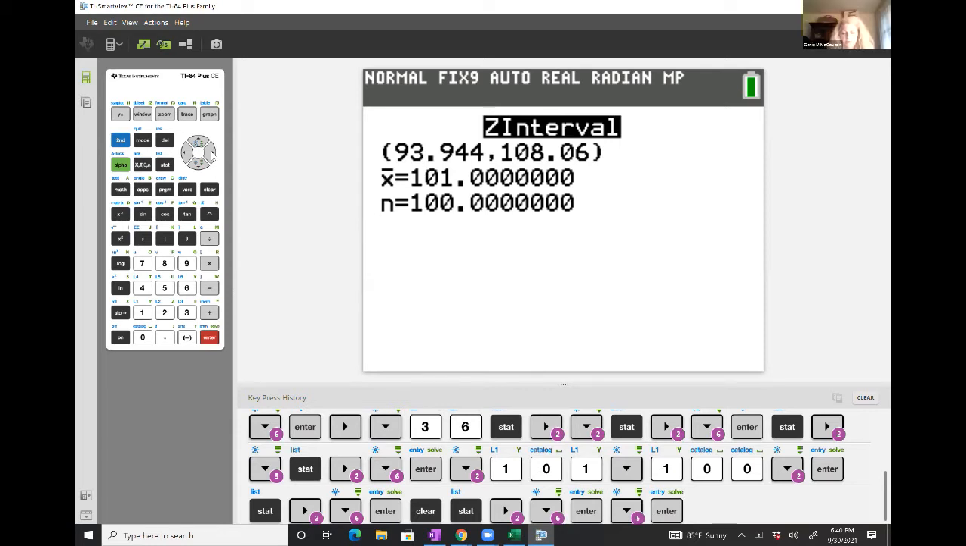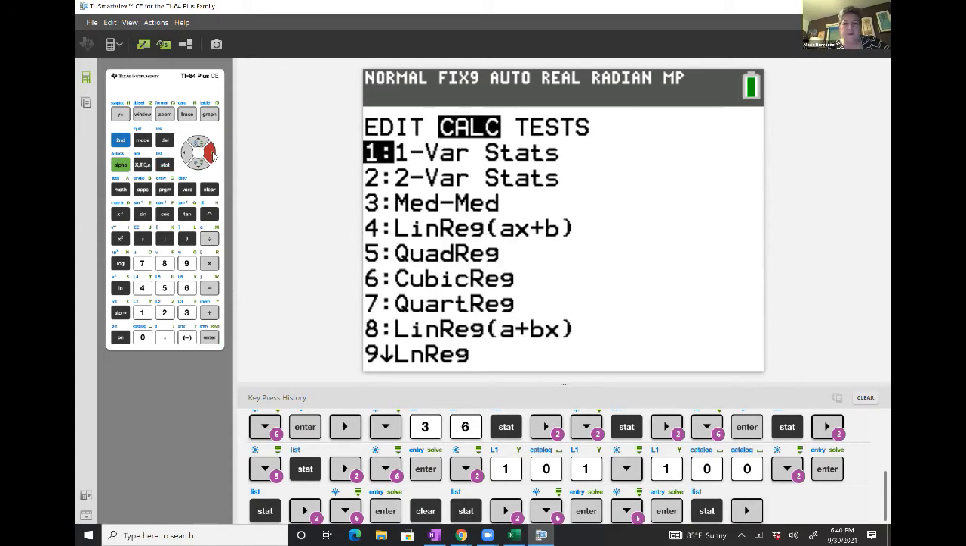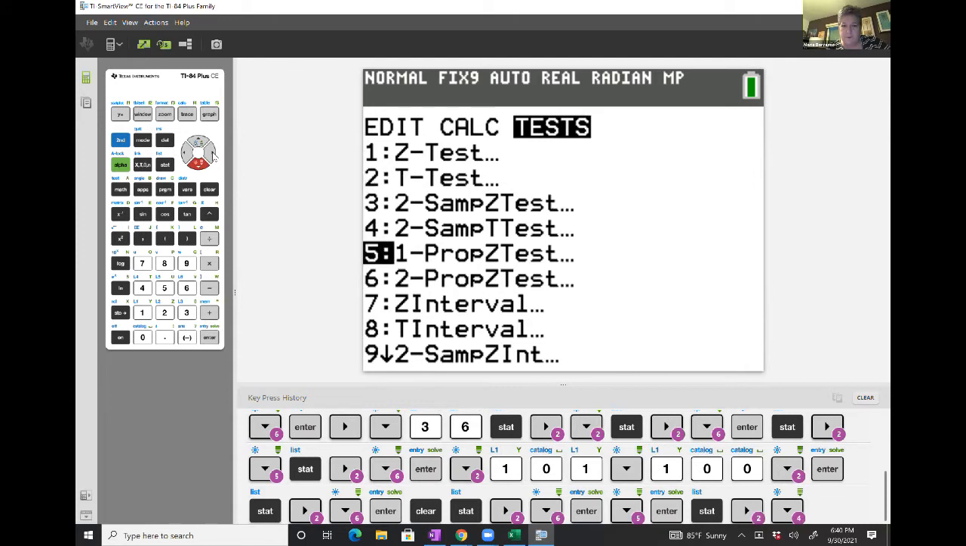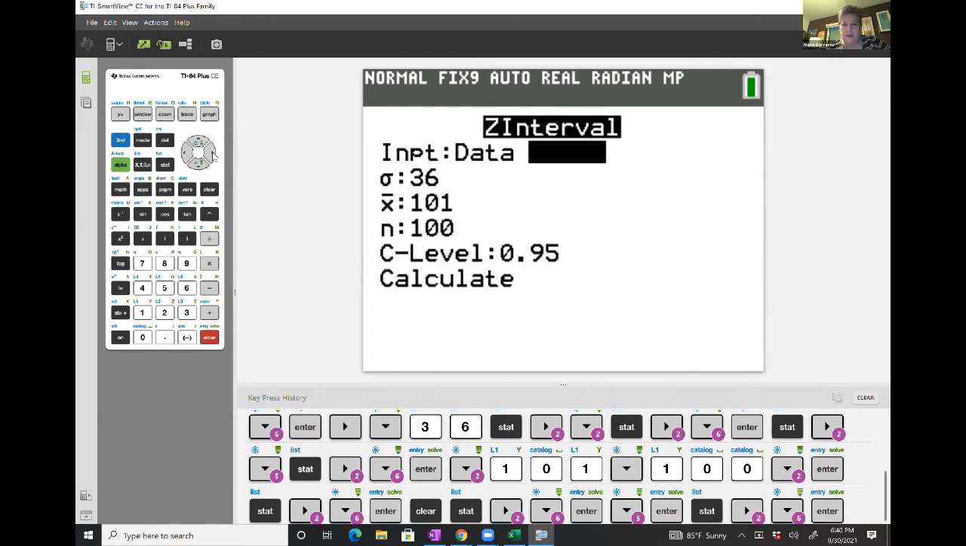0.95 or just 95? I forgot what it looks like. Hang on a second, let me just pull it up. Yeah, 0.95.